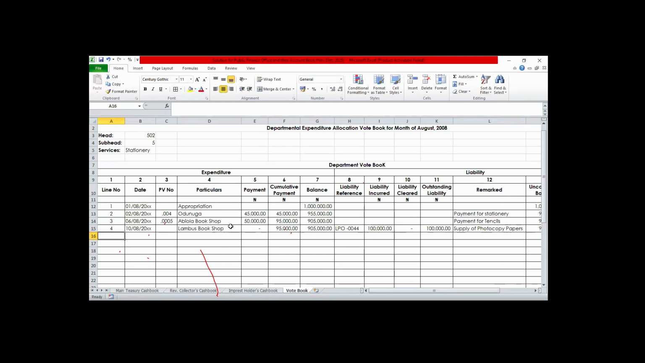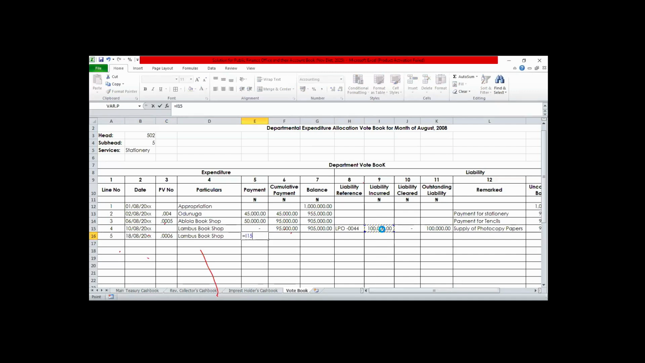18/08/20XX. Settled Lambos on account on PV number. We settle Lambos on what PV number? 0006. 1, 2, 3, 6, abi? Yes, sir. Lambos. How much is the money? They didn't specify. 100,000.